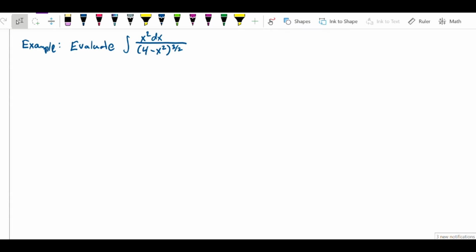Okay, so for this example, what we're going to do is pick the correct substitution based on the constants and the form that you see here. First of all, what you need to do is convince yourself that we actually have one of these forms. Recall that what we're looking for is the square root of something, and you don't necessarily see a square root. But notice that there's a 3/2.